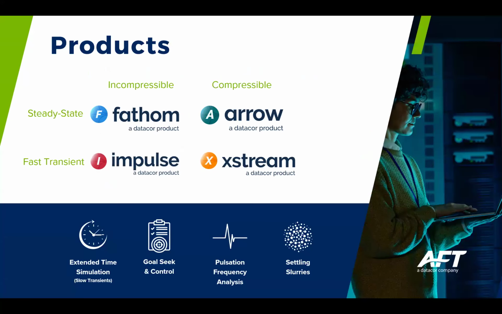Looking at our products, there's 4 main products from AFT: Fathom, Aero, Impulse, and Extreme. We separate everything out by whether it's working with incompressible fluids or compressible fluids, and then whether you're solving for steady state issues or looking at transients. Fathom and Aero are what we work with steady state, and for transients, our solvers are Impulse and Extreme. Again, Fathom and Impulse look at incompressible liquids, while compressibles, so gases and air, are all going to be in the Aero and Extreme.